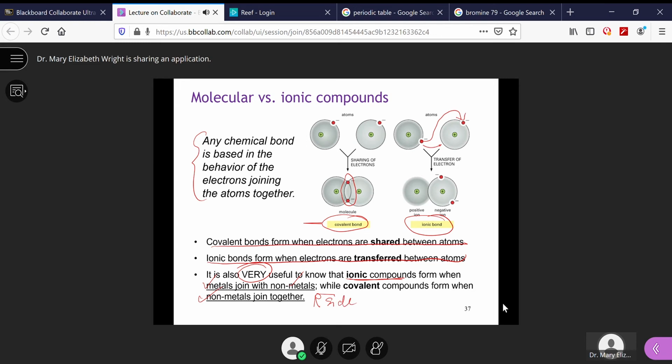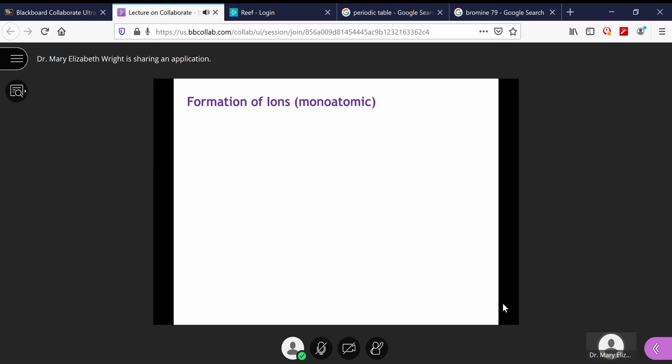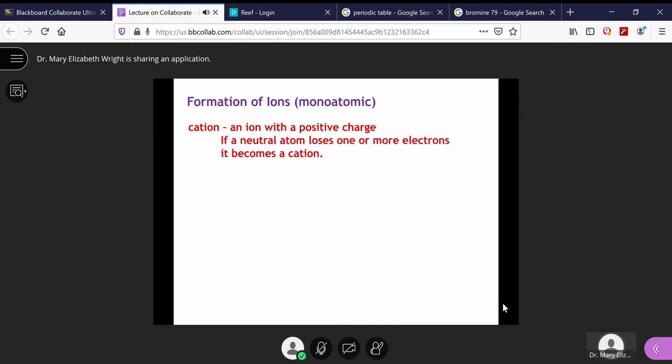Okay. So now that we've established what the difference between a covalently bonded compound and an ionic compound is, let's look at how ions are formed in the first place. So an ion, by definition, is a charged molecule. And the first one that we want to look at is the monoatomic ion, which is very common. So we call it a cation if it has a positive charge.